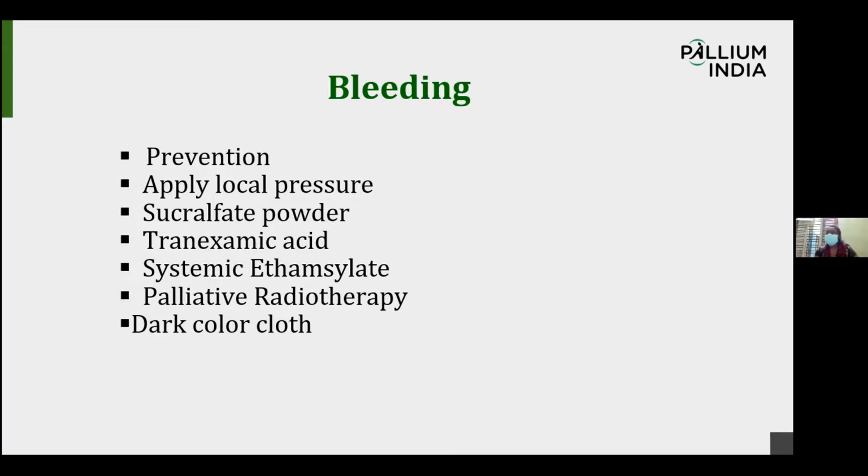And if there is bleeding, especially in head and neck cancers, there might be a chance of bleeding any time. So we have to prepare the patient's family. Whenever there is bleeding, they have to use dark colored cloth to wipe out the blood. This is very, very important. This way we can reduce the anxiety level of the patient and their family too. So always educate the caregivers on this.